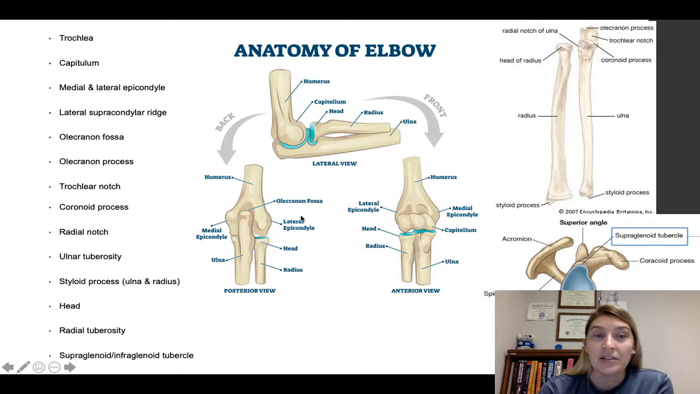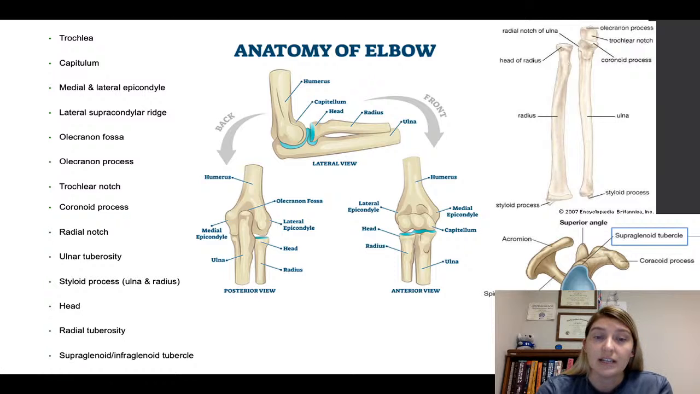Next, we're going to have our medial and lateral epicondyle. So now these are these bumps. So we've got that medial epicondyle pointing out the side, lateral epicondyle on the lateral side. We're going to have the lateral supracondylar ridge, which is basically this edge just above the lateral epicondyle. So the side edge is going to be that lateral supracondylar ridge.